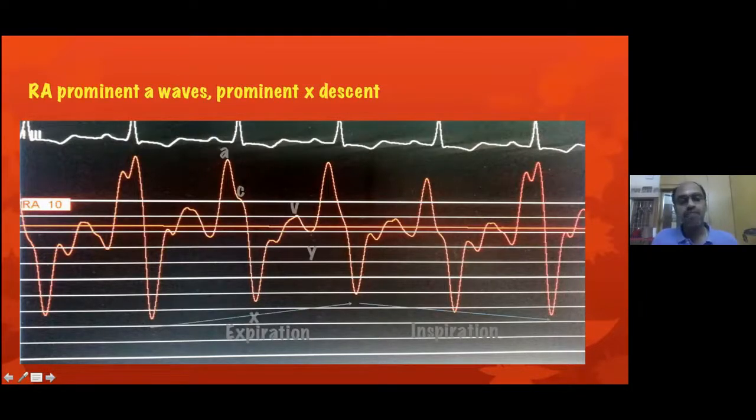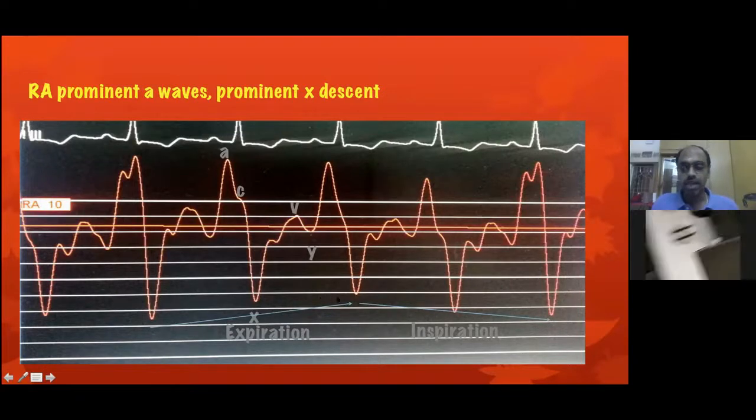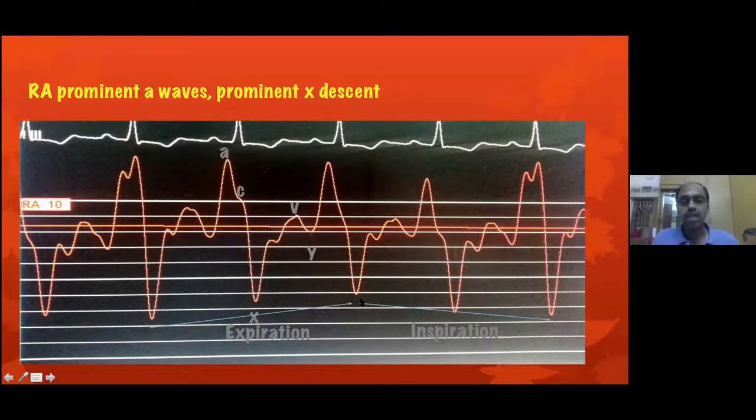If you carefully look at it, we can appreciate that there is a C notch. The pressure progressively increases on expiration and progressively falls on inspiration, which indicates a normal respiratory variation of the right atrial pressure. Now, this is a pressure wave.